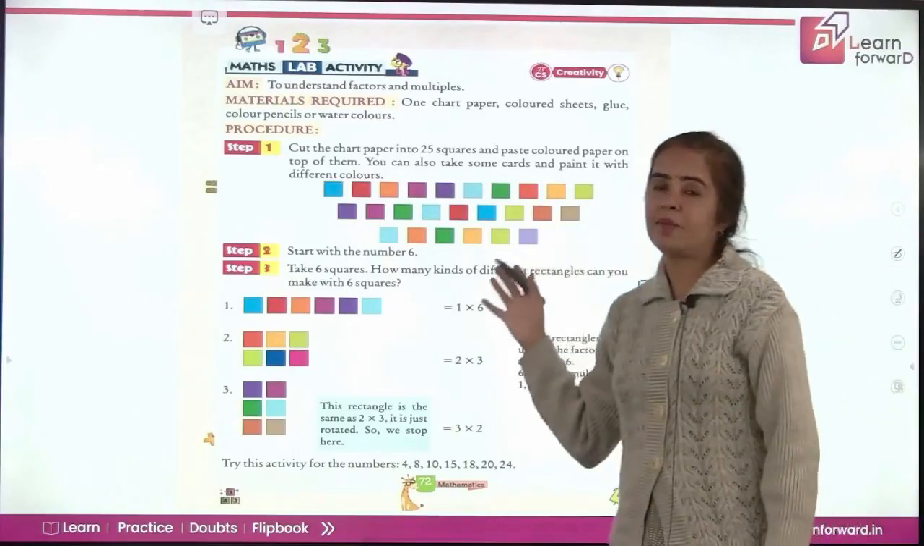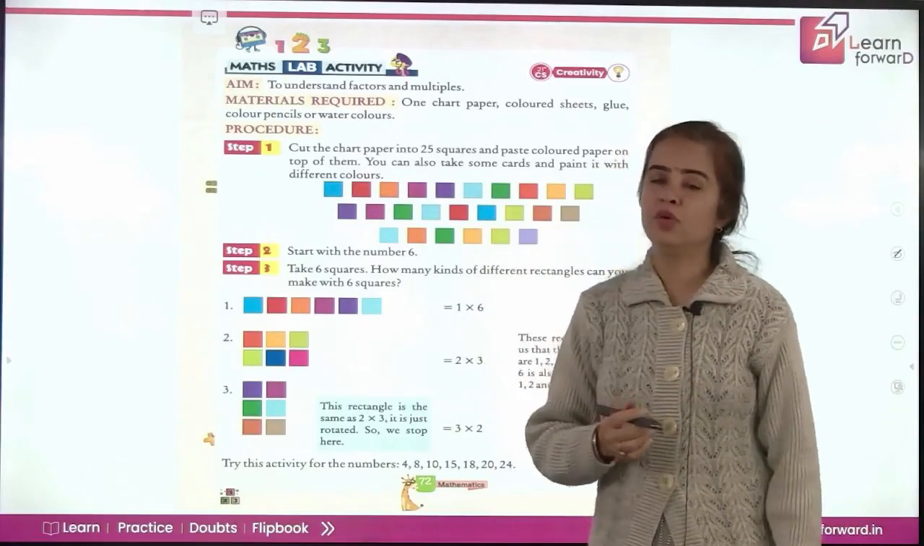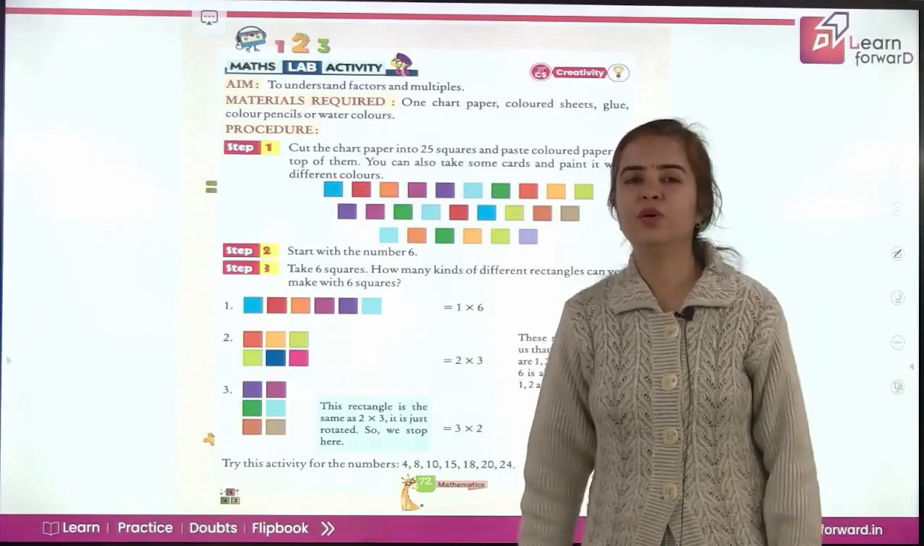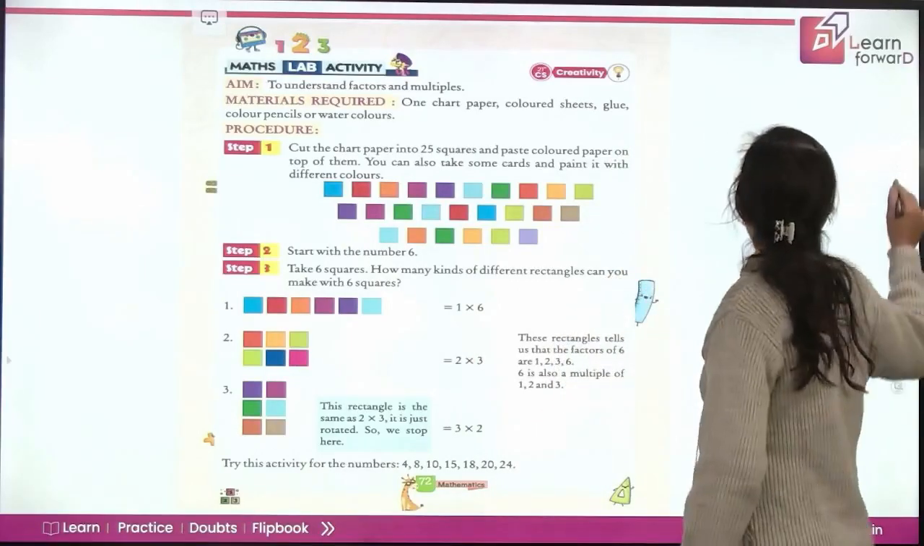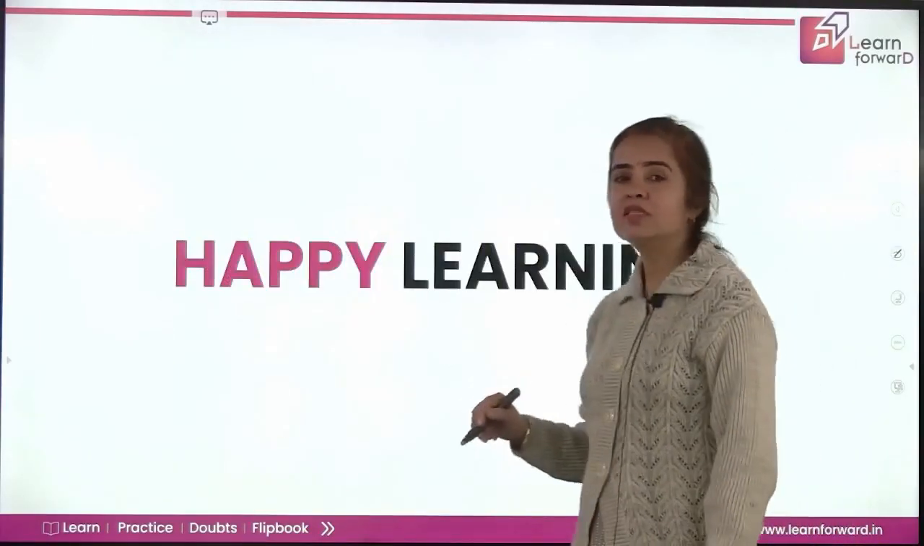Now, here's a lab activity which your teacher will make you do in the class. Have lots of fun doing this activity and we will be coming up with more interesting sessions in maths.